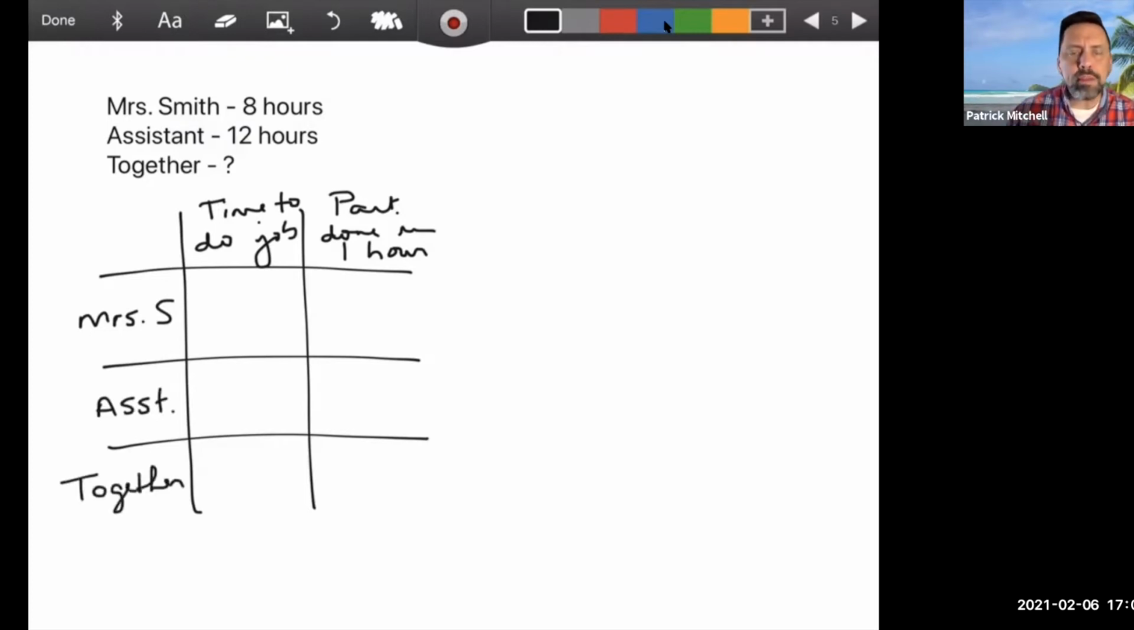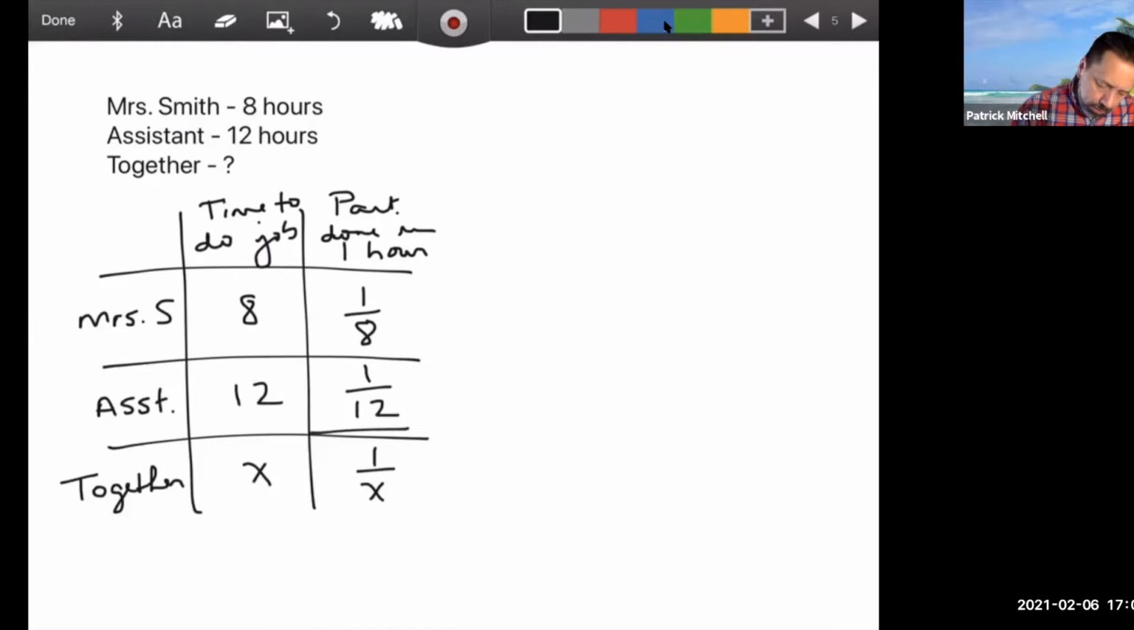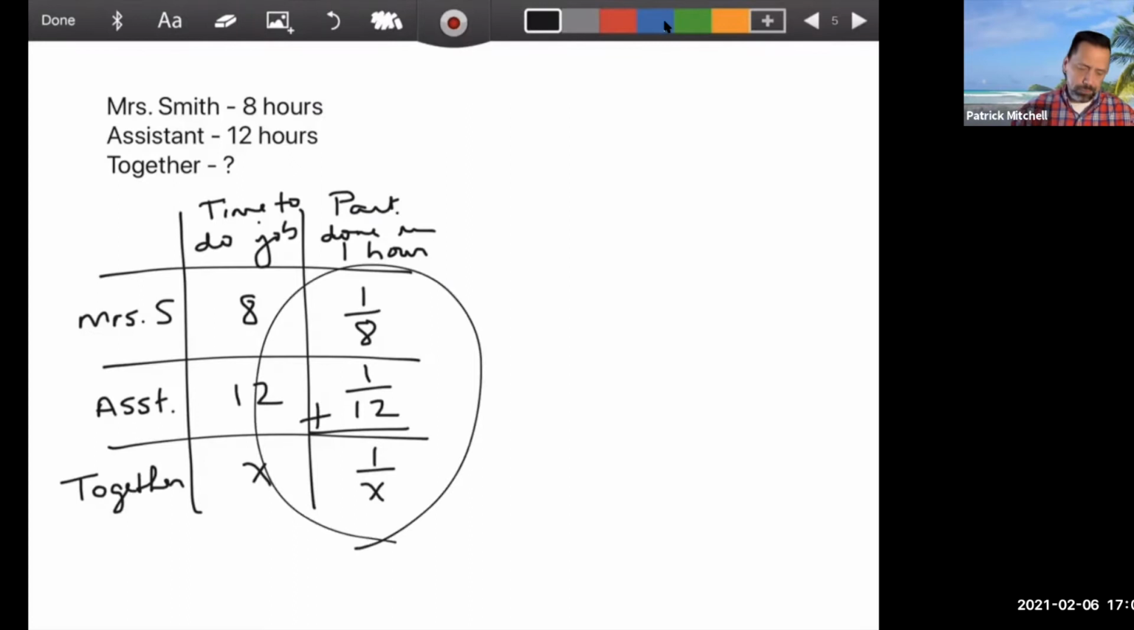Okay, so it takes Mrs. Smith 8 hours to do the whole job, which means she gets 1/8 of it done in an hour. Takes the assistant 12 hours, which means the assistant gets 1/12 of it done in an hour. And together we'll call that X, which means 1/X gets done by both of them. And just like in the last problem, that is your equation. So let's solve that equation. I'll do this one a little faster.